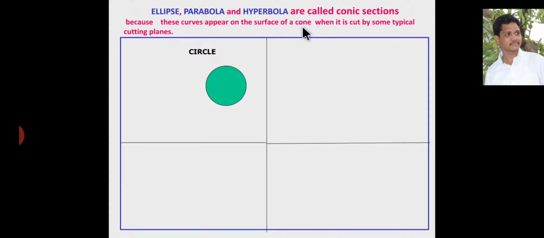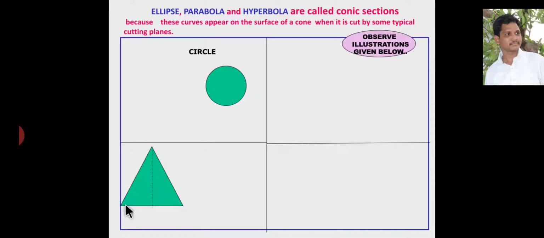This is the cone, a right circular cone. This horizontal line is the base of the cone. This dotted vertical line is the axis of the cone. These slant edges are called generators. This sharp point is called the apex. Apex point, axis, base, generator: these are the important terms used in a cone. Now this is a cutting plane, or sectional plane.